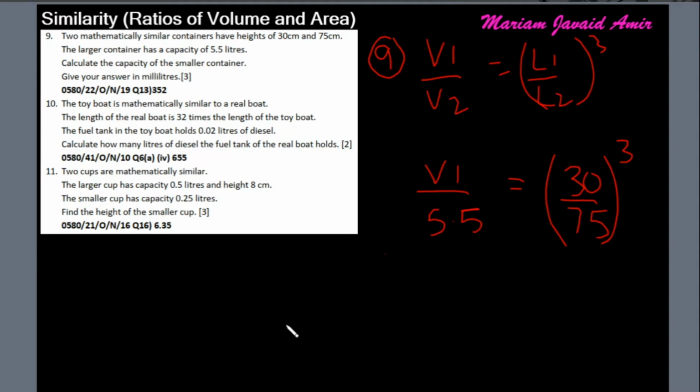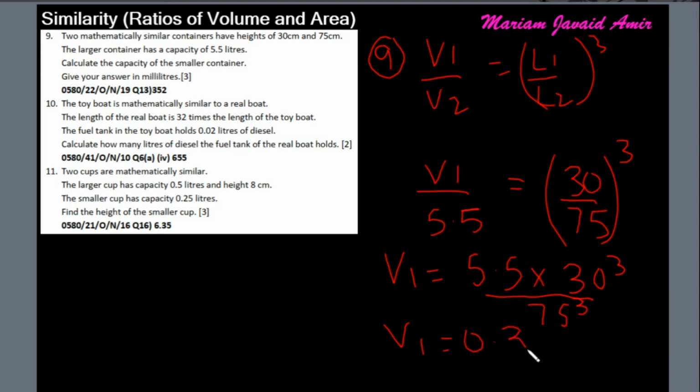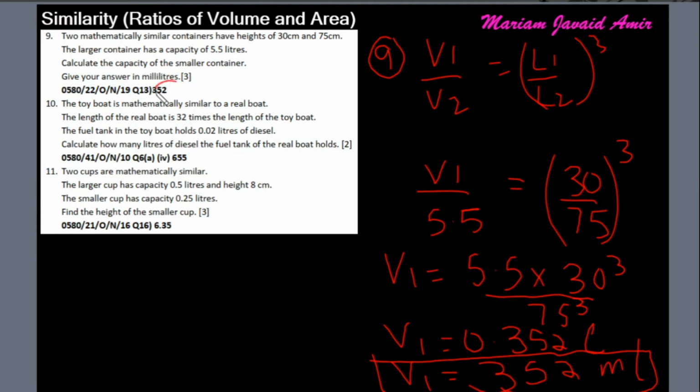So now when I need to find V1, I'll have to multiply 5.5 with 30 cube over 75 cube. This gives 0.352 liters, and the answer should be in milliliters, so multiply it with 1000. So we'll get 352 milliliters, which is the correct answer.